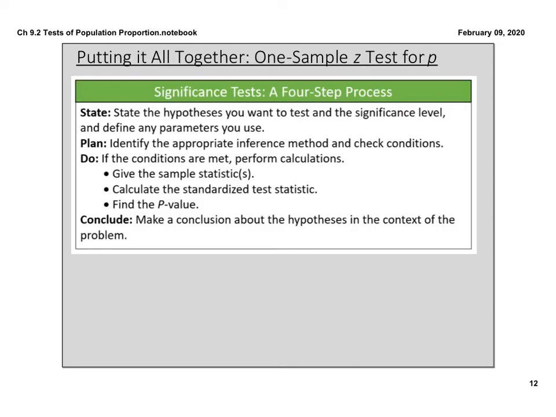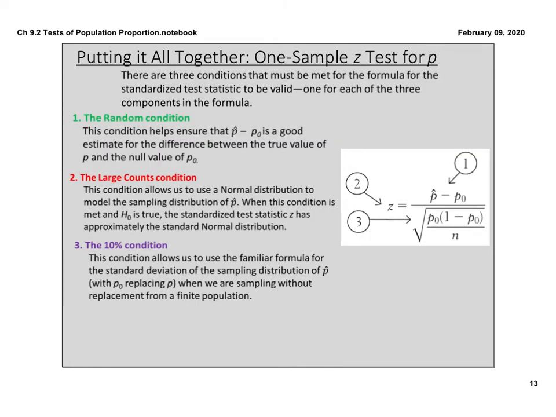All right, so here's our 4 steps: state, plan, do, conclude. So now let's go through and actually put them all together. We've already talked about the random condition, the large counts condition, and the 10% condition. These are the same things as in significance tests, or in confidence intervals, so I'm not going to spend a whole lot of time on those. They are still something that is necessary. They are still needed in significance tests. So these three things are part of your plan statement.